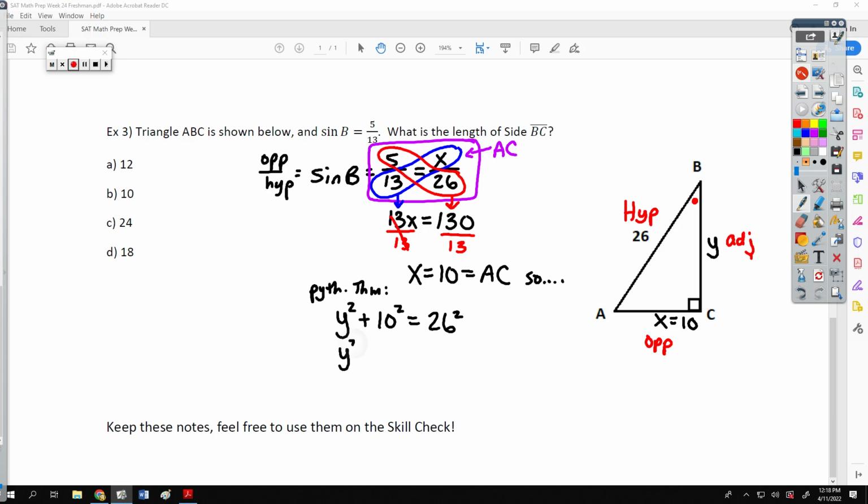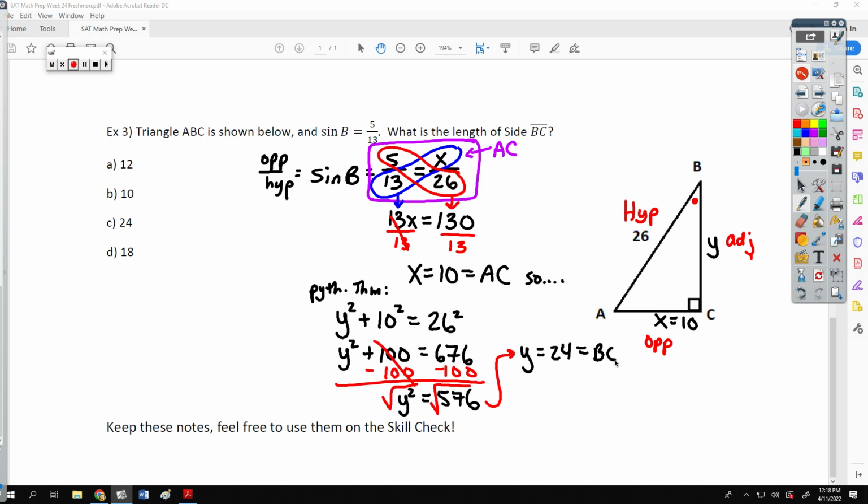So 10 squared is 100, 26 squared is 676. We would then subtract 100 from each side, which would give us that y squared is 576. And then we would take the square root to get y by itself, which means that y is 24, which means that's the length of side BC. It's 24 units, or C.